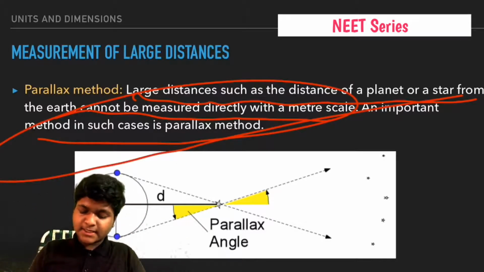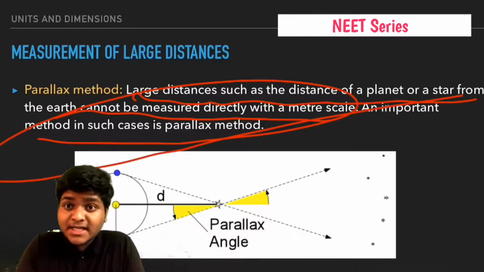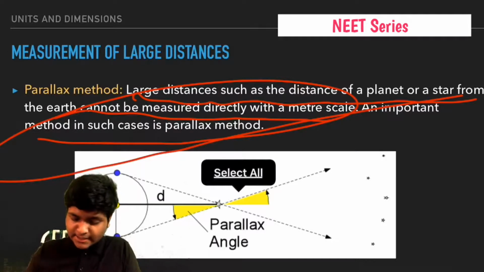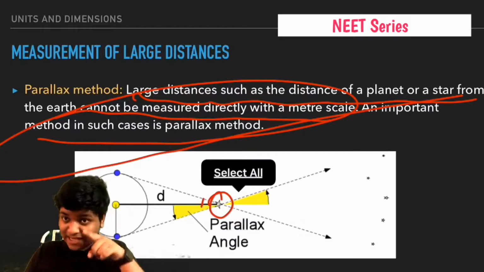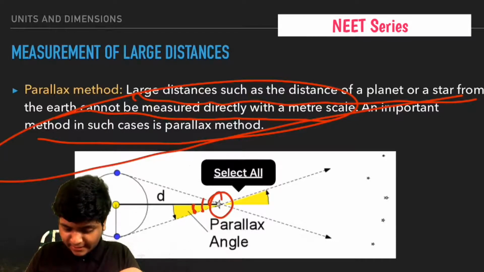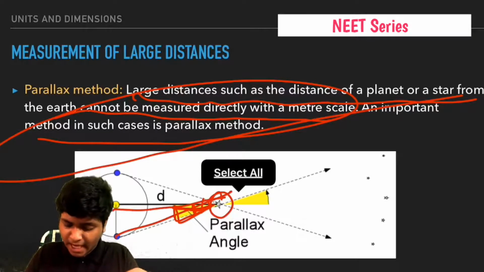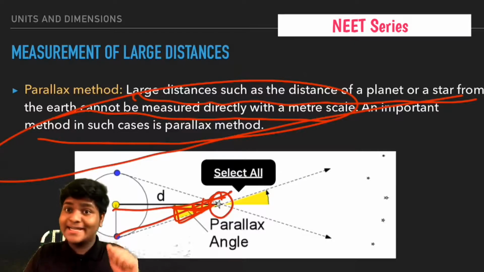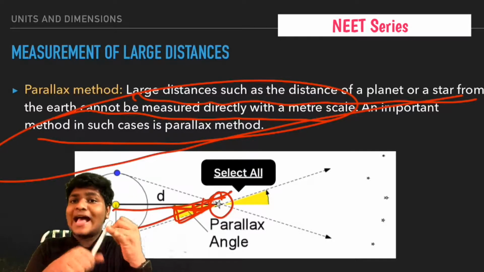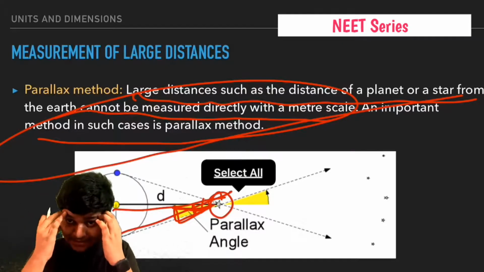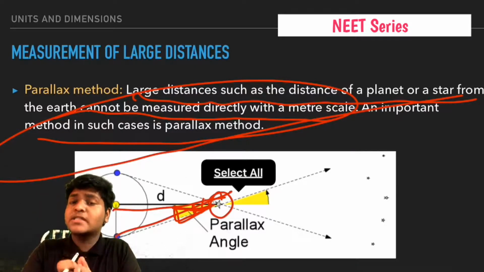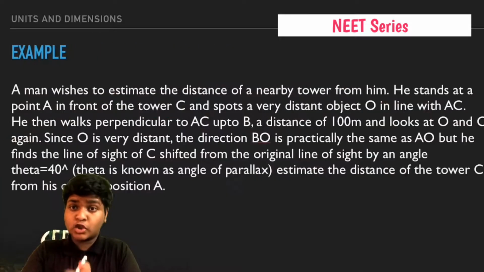An important method in such cases is the parallax method. As you can see here, the star mark, it's an angle, right? It's the yellow mark. This is called the parallax angle, used to measure large or long distances. It is used in astronomy, physics, and astrophysics, and this parallax angle is very much used in astronomy, okay? Astronomy.